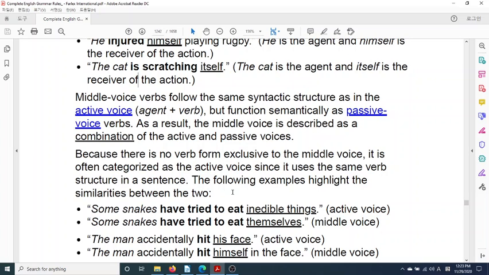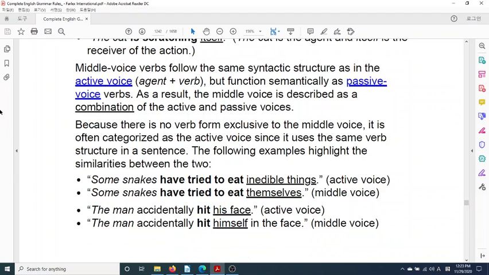The following examples highlight the similarities between the two. Some snakes have tried to eat inedible things. So that's a normal sentence. Subject, verb, object. Got it. Some snakes have tried to eat themselves. Subject, verb, object. It just so happens that the object is the same as the subject, and it is a reflexive pronoun. So you can see why they're saying it's the same structure as active voice. Just treat it as a form of active voice.